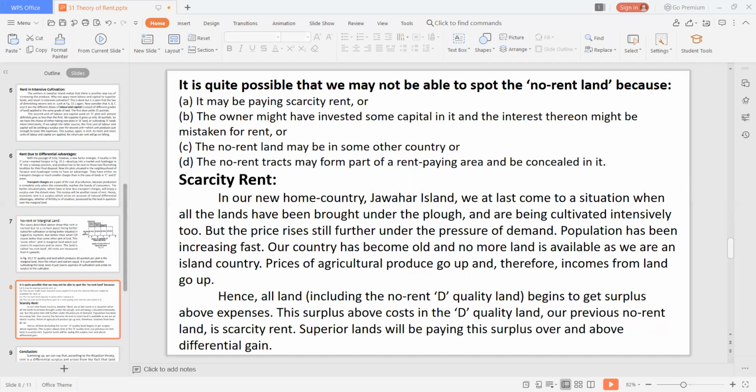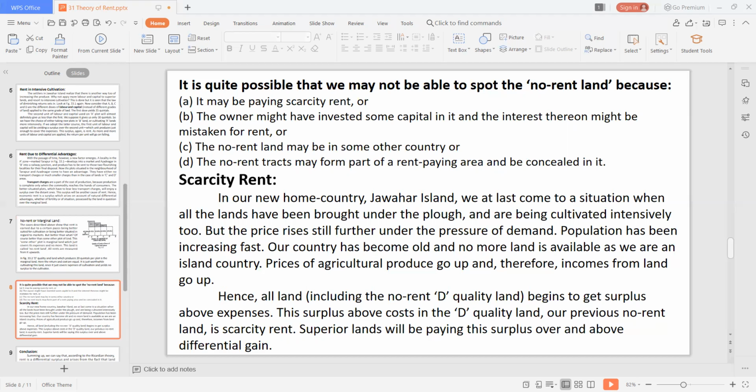It is quite possible that we may not be able to spot the no rent land. It is very difficult to identify the D type land. Why? Because it may be paying scarcity rent. Number two, the owner might have invested some capital in it and interest thereon might be mistaken as a rent. No rent land may be in some other country, or no rent tract may be in the form of a rent paying area concealed in it. So now we are in a position to explain what scarcity rent is.